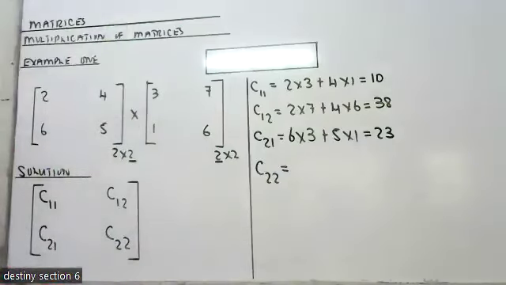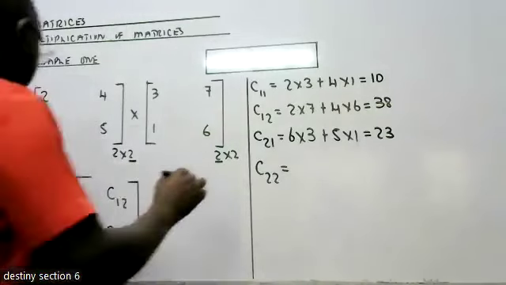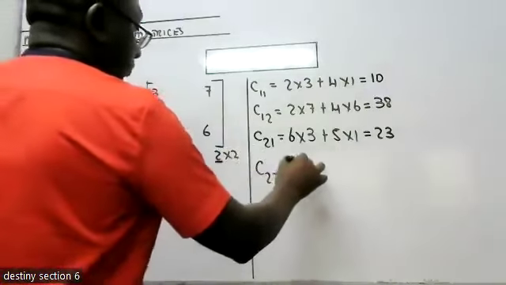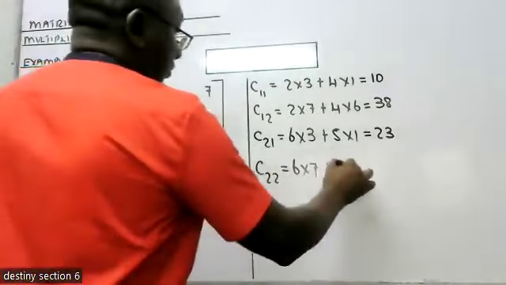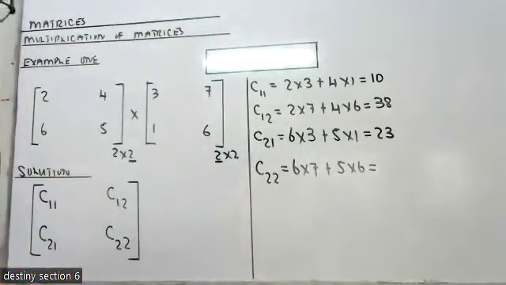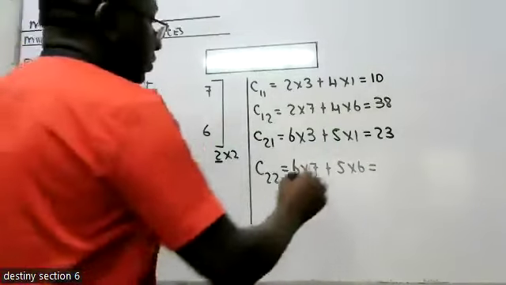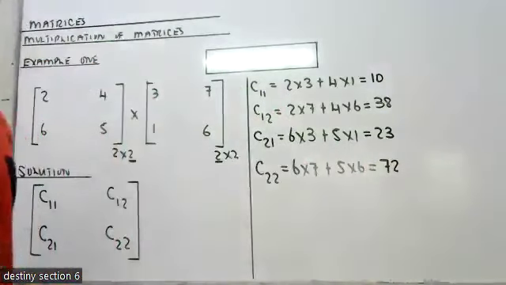We come here and get C22. C22, it is the values in row 2 and column 2. So that will be 6 times 7 plus 5 times 6. 6 times 7 is 42, plus 5 times 6, you're getting? 72. 72, good. So that is how you get the answers.